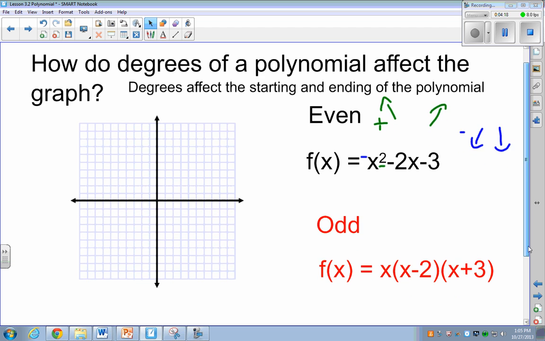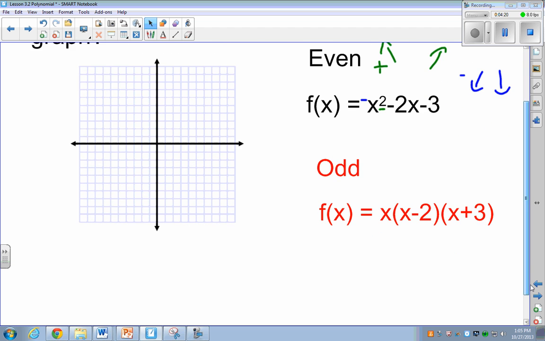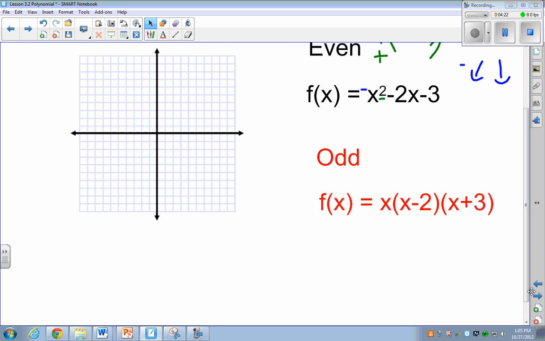But now let's look at something odd. First off, this polynomial just looks odd, right? Because it's not separated by pluses or minuses. It's separated by multiplication. So how do we find the degree of this one?